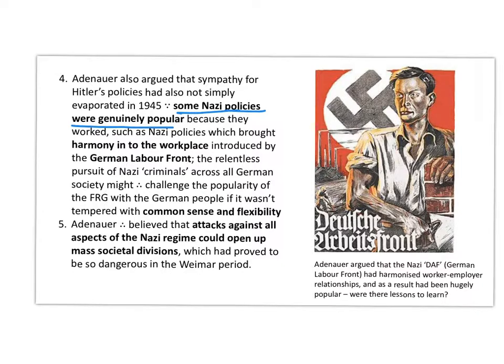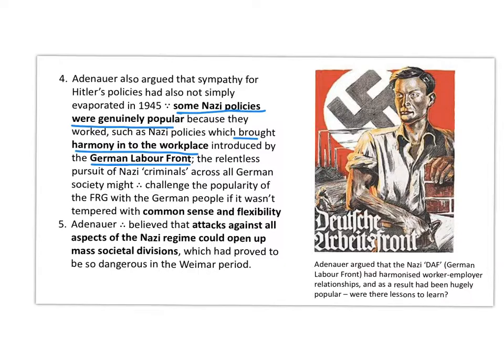So, for example, the German Labour Front, Robert Ley's Labour Front, that was created with mass membership of all German workers following the destruction of the trade unions. What did it do? It brought about harmony in the workplace. It ended conflict between employers and employees. It introduced all sorts of schemes, package holidays, trips to the theatres, etc., that improved the well-being and happiness of German people to a point. So we have to recognise that.